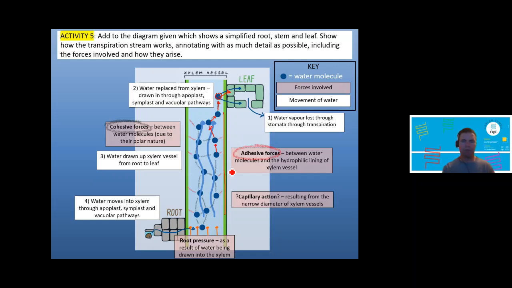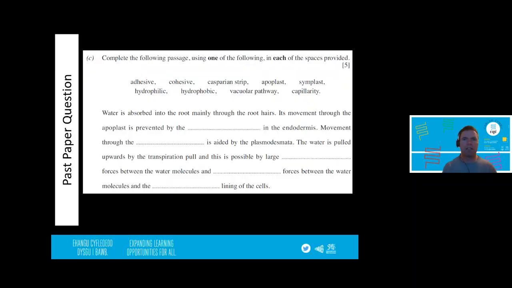The main force involved in drawing water up through the plant is cohesion, but they all contribute slightly, and you need to know about all of those. But the one they're most likely to ask you about is cohesion. And here's a past paper question, which I'm going to give you a moment to have a look at, and then we'll go through.